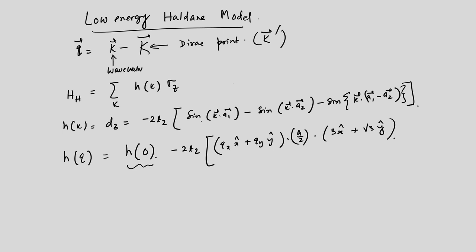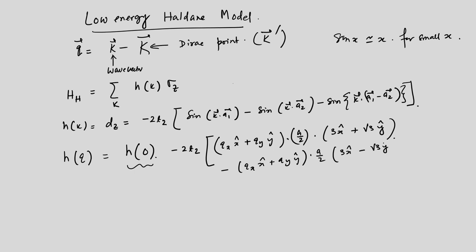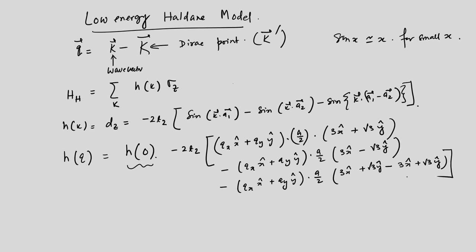Okay, so I'm just simply writing sine, as you know that sine of x equals x for small x. And this is what we have been applying here. So this is that, and then you have a QX X cap plus a QY Y cap dotted with A by 2 and a 3 X cap minus root 3 Y cap, and minus a QX X cap plus a QY Y cap dotted with 3 X cap plus root 3 Y cap, and this is A1 minus A2. So 3 X cap plus root 3 Y cap.